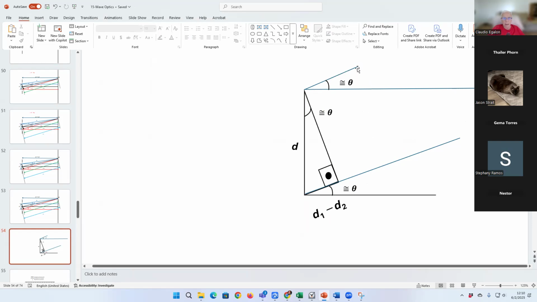If here is 90 degrees, here is going to be 90 minus theta. Because this one is 90 degrees, this angle must be theta. Okay? So now we have my right angle triangle that will allow us to solve for the conditions of bright spot and dark spot.